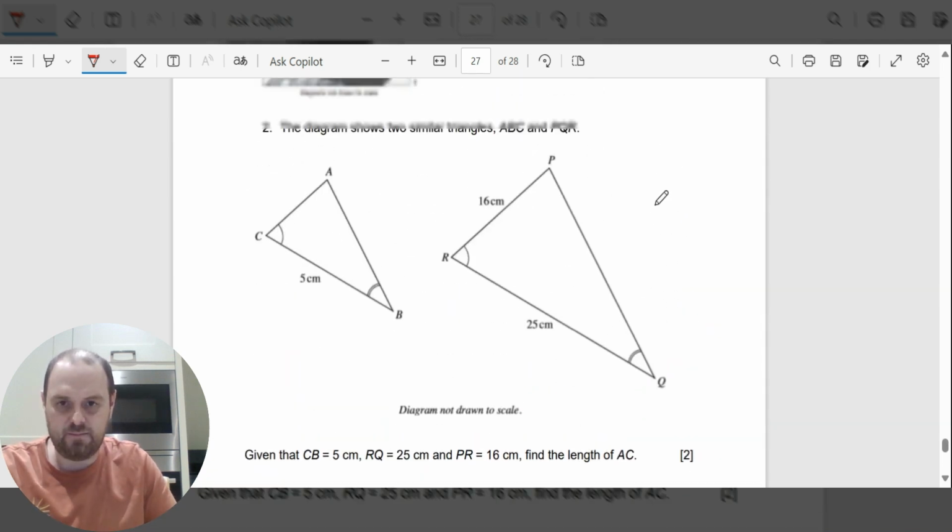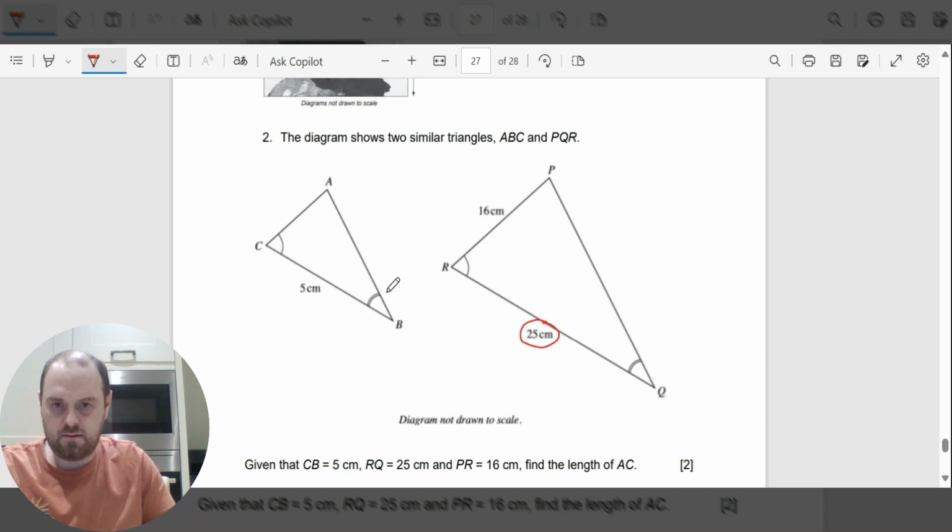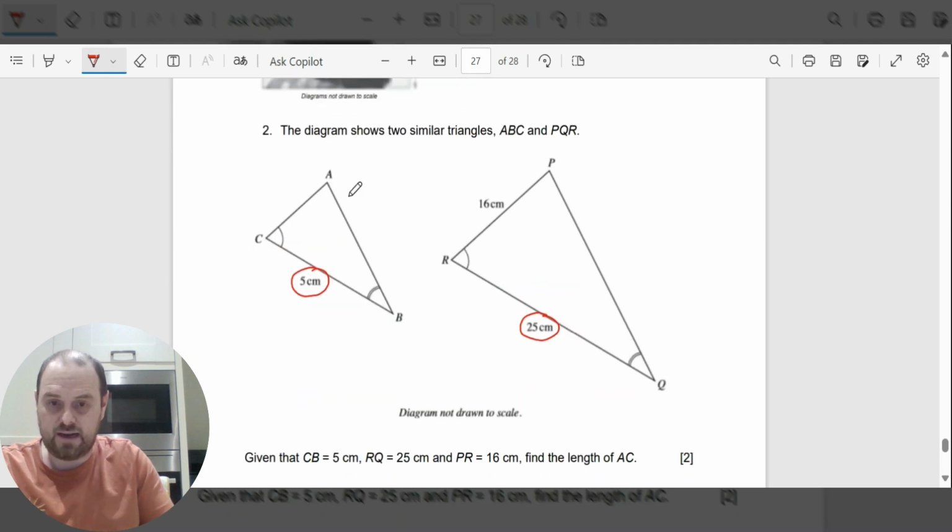Scale factor. Nice one. We could do that without the calculator. Yeah, 25 divided by 5, no problem at all. Find the length of AC. Maybe we would need a calculator for that bit, because even though the scale factor is nice, dividing by the scale factor isn't so nice.